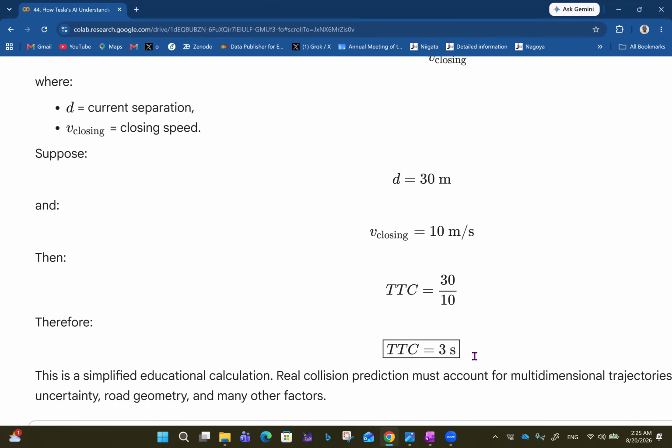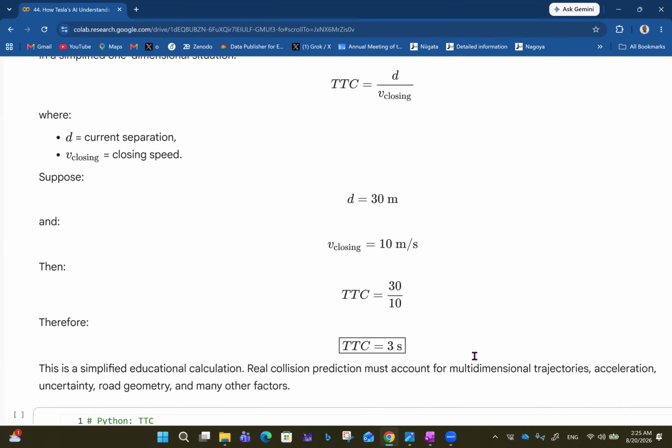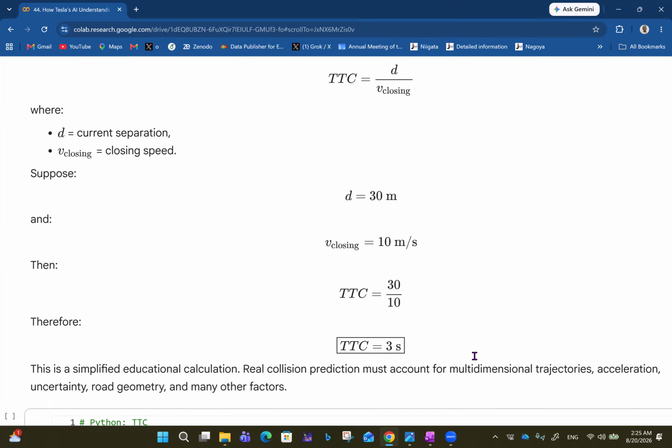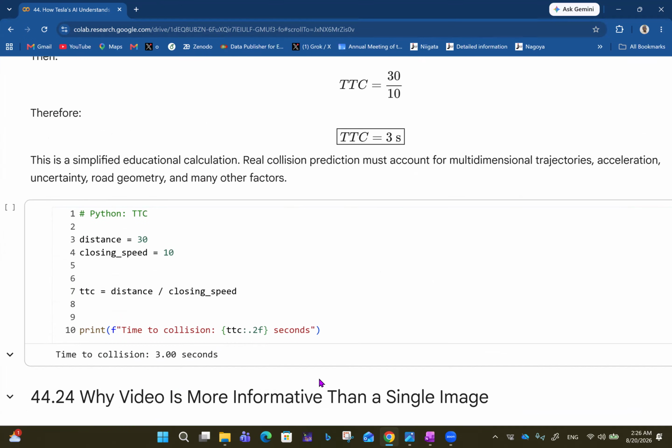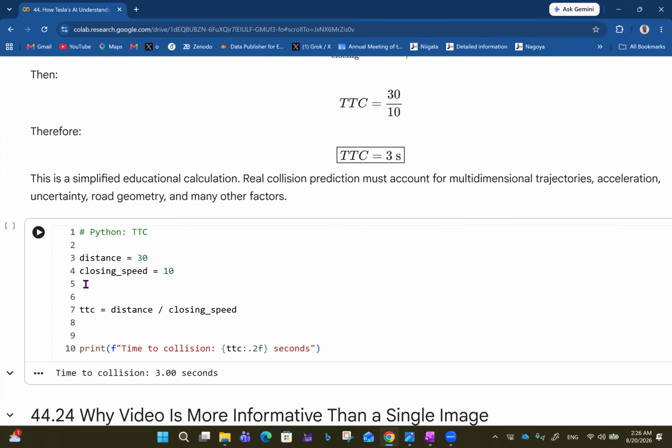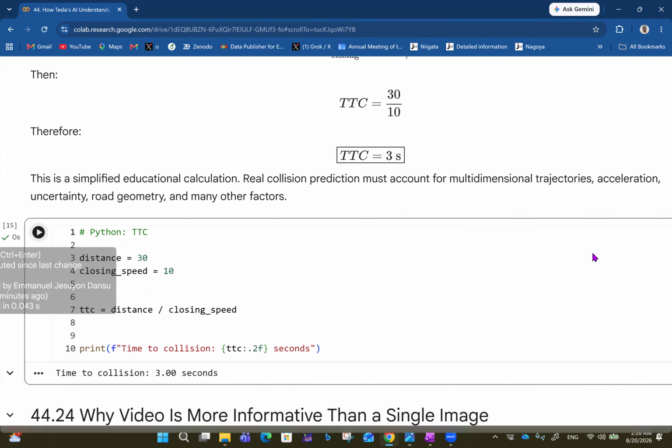So this is a simplified educational calculation. It doesn't mean that that's the reality in every Tesla vehicle you see. No, this is just an idea of what is really happening, because in reality, things are more serious than what we have here. So real collision prediction must account for multidimensional trajectories, acceleration, uncertainty, road geometry, and many other factors. So, of course, we do a simple Python code for this. Distance is 30, closing speed is 10. Then the time to collision will be 3 seconds as computed there.